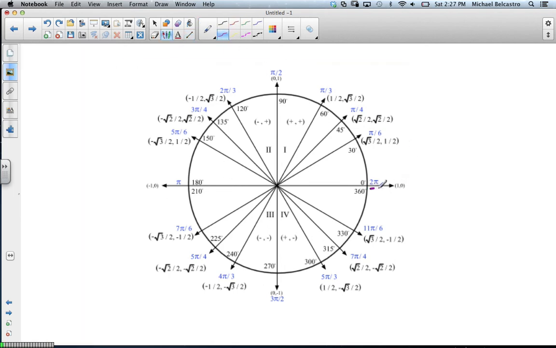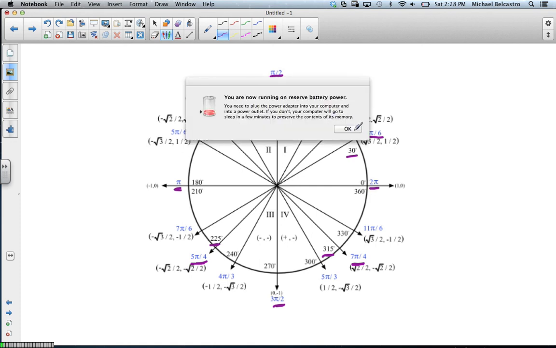If you notice, there's our 2 pi. Here's our pi over 2. Here's our pi. Here's our 3 pi over 2. Okay, we have those major measurements. Like we said, we had pi over 4 for 45 degrees, 3 pi over 4 for 135, 5 pi over 4 for 225, that's adding 45 to 180, and 7 pi over 4 for 315. Here are the other ones. Pi over 6 is 30 degrees. Pi over 3 is 60 degrees.